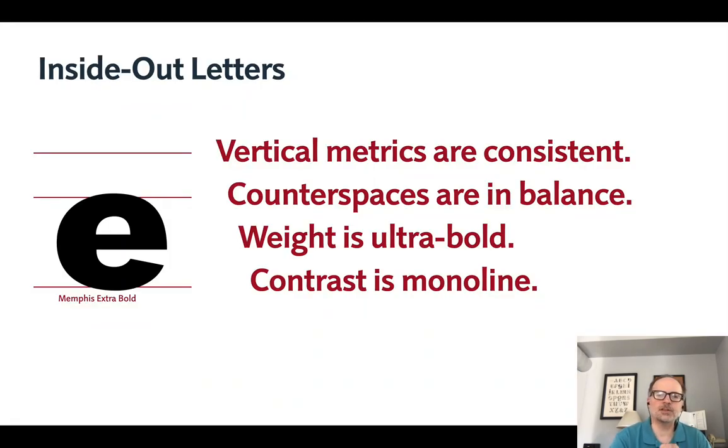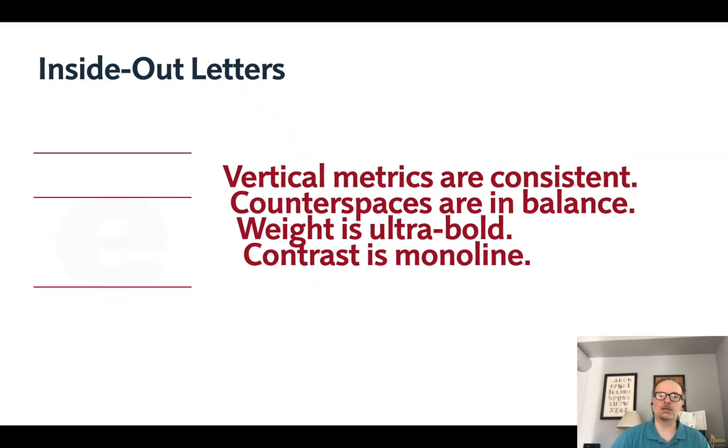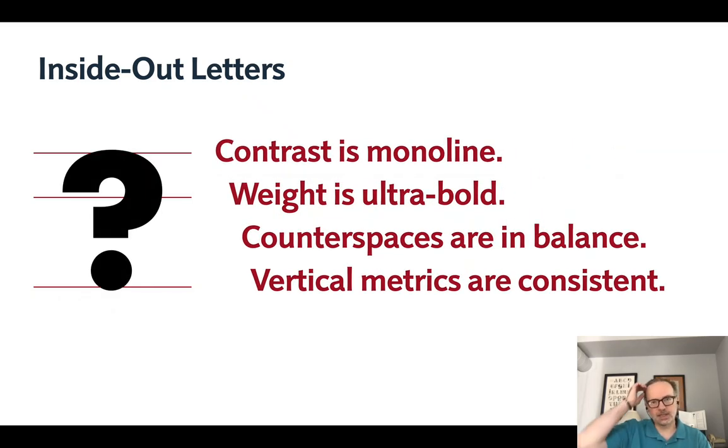So we return to Memphis Extra Bold, our E here that we were looking at before. We have our hierarchy of typographical commitments, vertical metrics at the top, those are unmovable. Contrast is monoline at the bottom. That's something that can adjust if the things above it require it to. And so my question is, what would happen if we take this same list, but we reverse it? And we say suddenly contrast is monoline, and this time we want that to trump everything else. And at the bottom, vertical metrics are consistent, but if the things above require it, that can be flexible. And the question is, what would that look like?